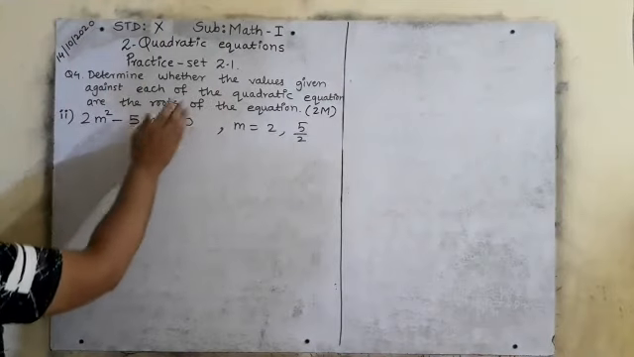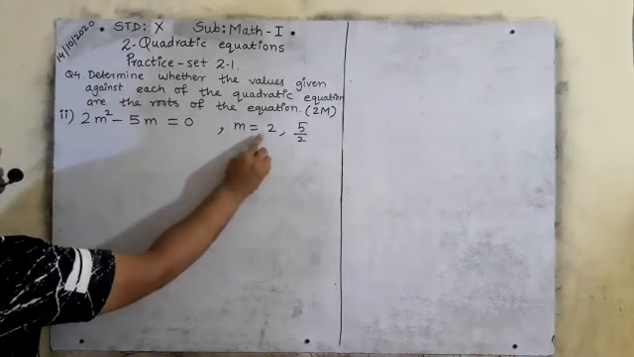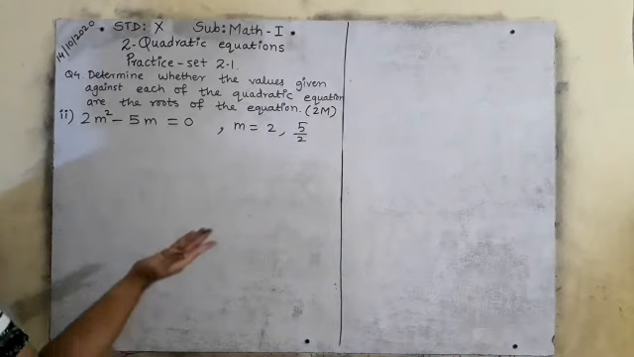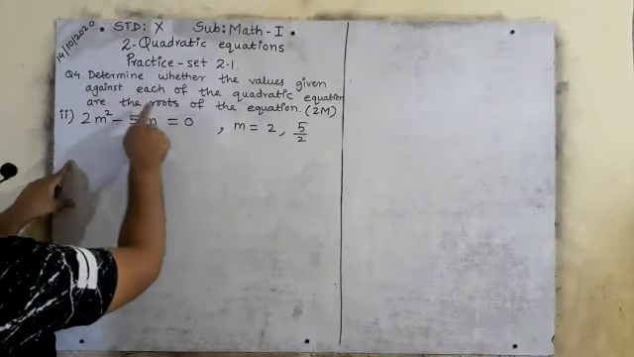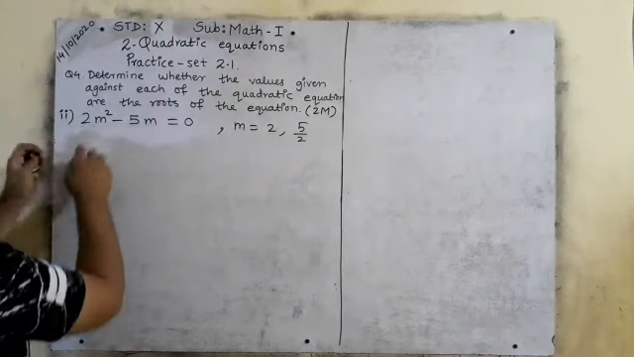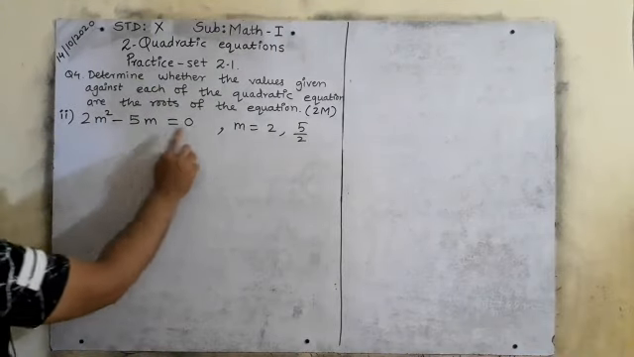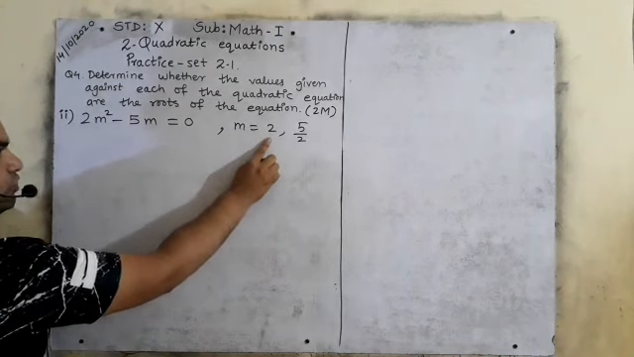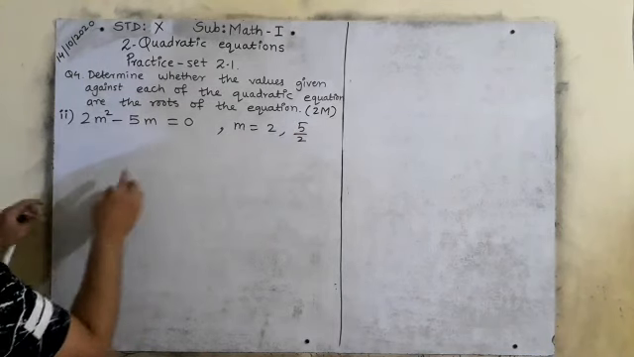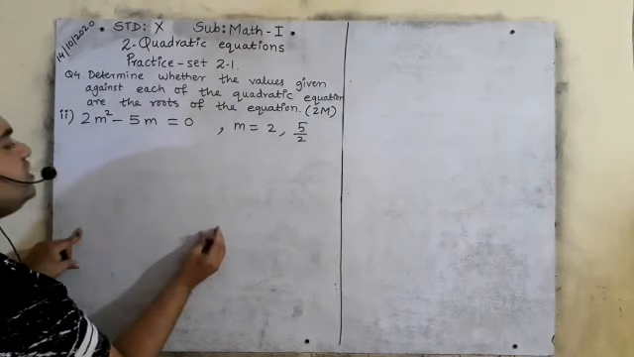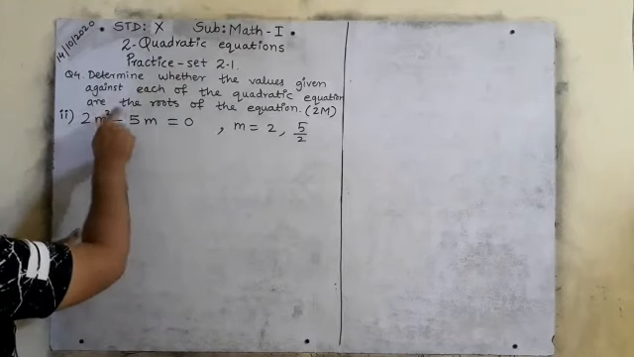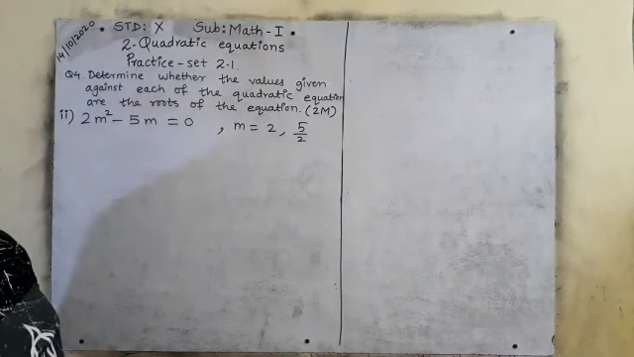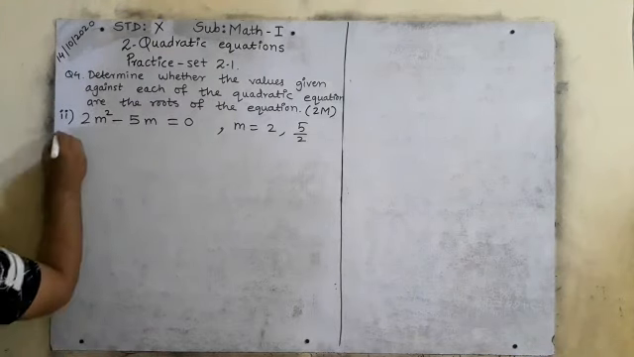Determine whether the values given, that is m is equal to 2 in the first condition and m is equal to 5 upon 2 in the second condition, are the roots of the equation. It means from here to here is the left hand side, and 0 is the right hand side. By substituting m is equal to 2 and m is equal to 5 upon 2, LHS should be equal to 0. If they are equal, it is the root of the equation. If they are not equal, it is not the root of the quadratic equation. So see how to start.